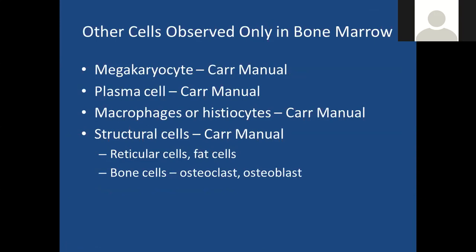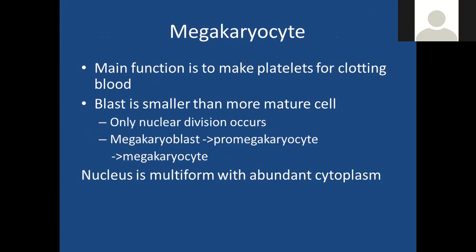All right, so there are some other cells that you will see in your atlas and that you will observe in bone marrows. These are only found in bone marrow. We talked about the megakaryocyte, the precursor to our platelets. We talked about the plasma cell. After our B lymphocytes are stimulated, they will transform into plasma cells. We have macrophages that are located in the bone marrow and also in our spleen. And then we have some structural cells such as reticular cells, fat cells, osteoclasts and osteoblasts, which are normally found in bone marrow as well.